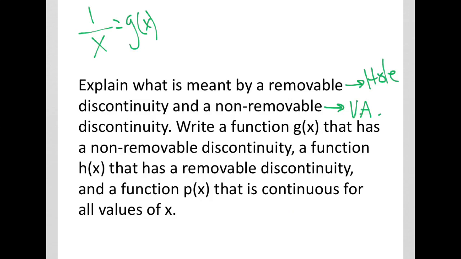How about a function h of x that has a removable discontinuity? Well, a removable discontinuity is a hole. So how about x over x for h of x? That has a hole at 0. And finally, a function p of x that is continuous for all values of x. Well, how about we just say the function x? Those are the 3 most boring examples you could ever come up with, but they all satisfy that criteria.